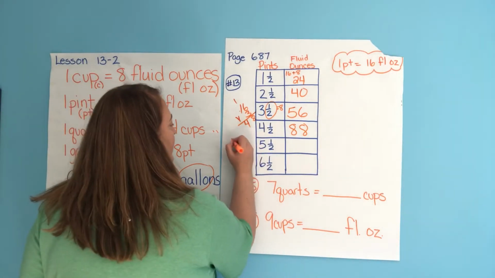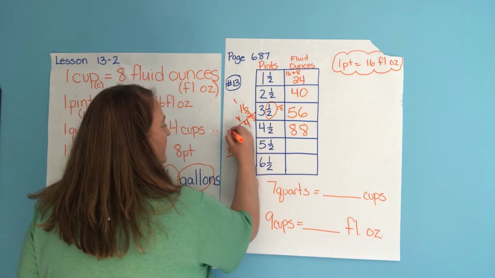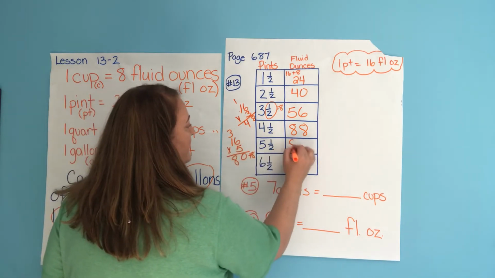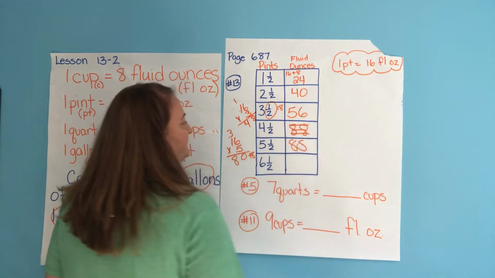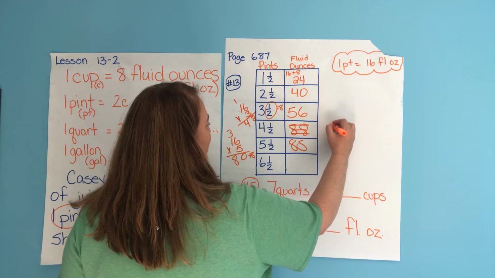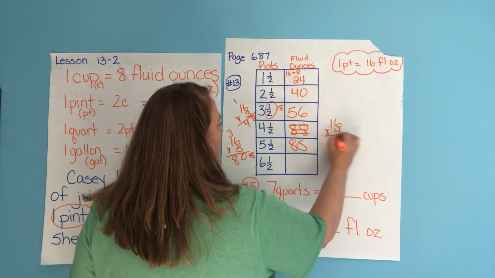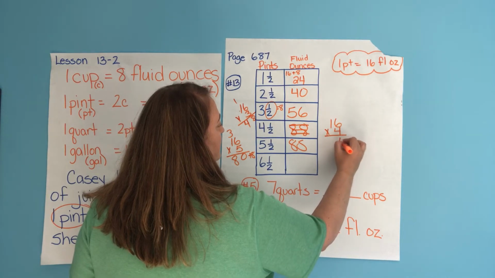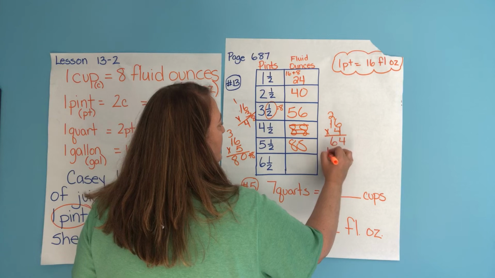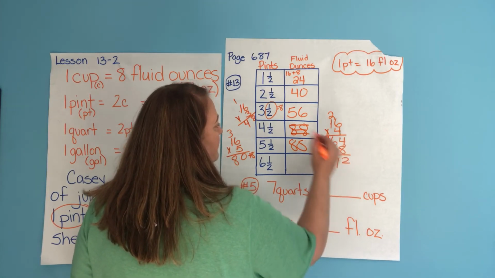16 times 5, oops, I made a mistake. This 88 goes here. So let's look at this one again. I was looking at my wrong answer. So we have 16 times 4, 64, plus 8, 72.